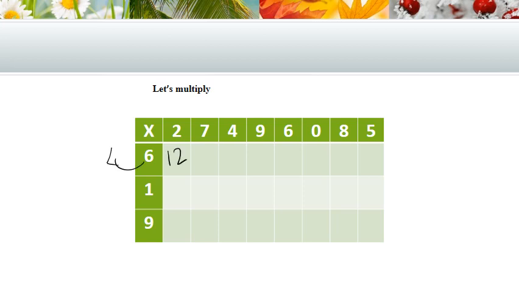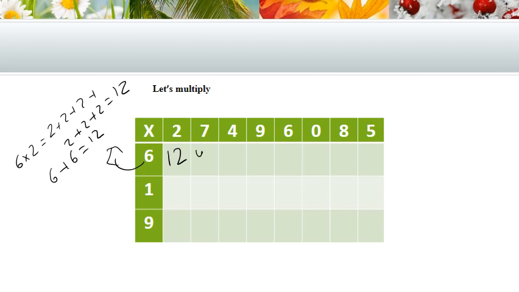Also, you can use the addition sentence to give us the answer. So 6 times 2 means 6 times 2. I can use it this way: 2 plus 2 plus 2 plus 2 plus 2 plus 2 gives us 12, or 6 plus 6 gives us 12. So I can use an addition sentence in order to give us the answer.